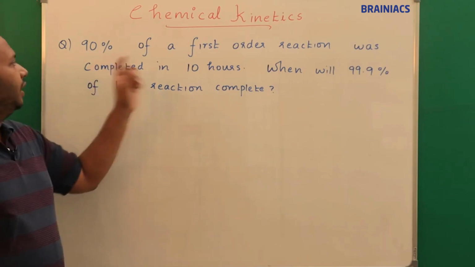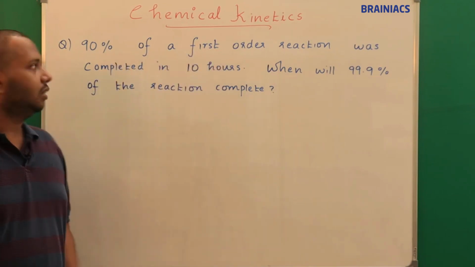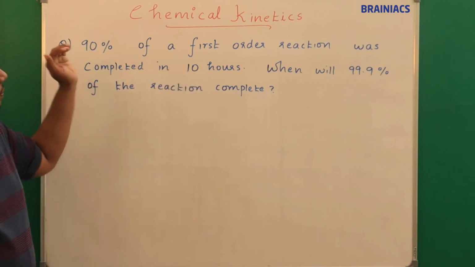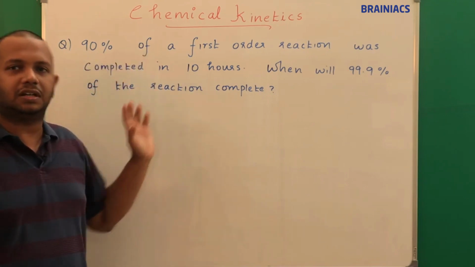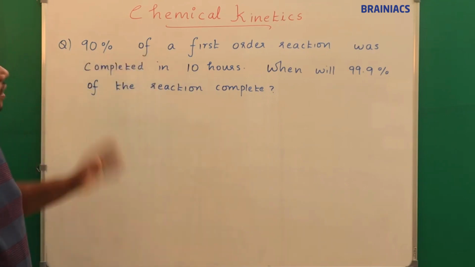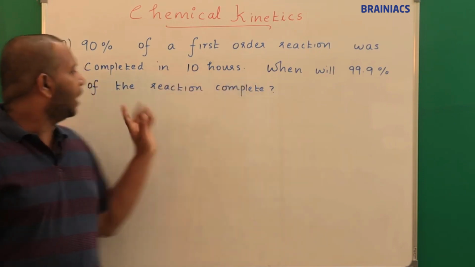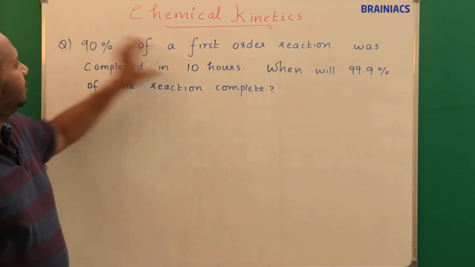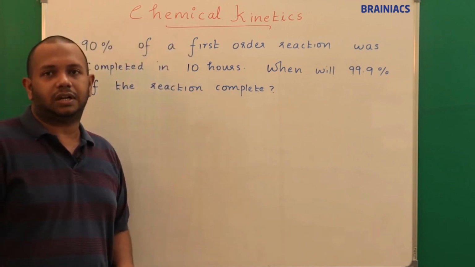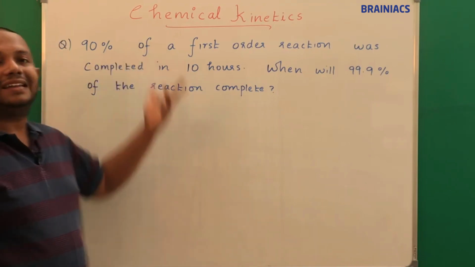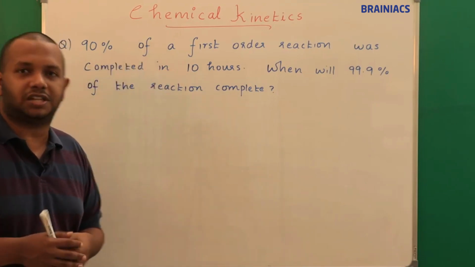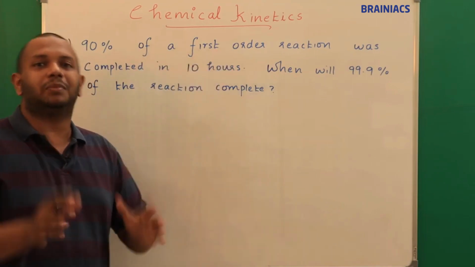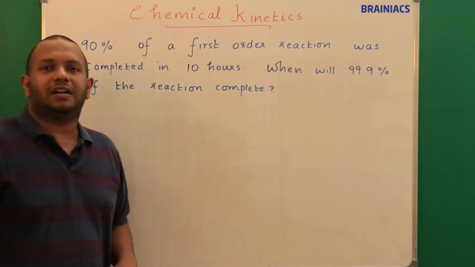90% of a first order reaction was completed in 10 hours. This is the first information given. They have mentioned it very clearly, it's a first order reaction. Now they are asking, when will the 99.9% of the same reaction get completed? So we know that 90% got completed in 10 hours, correct? Surely I can say it will be more than 10 hours, because 10 hours is minimum required for 90% of the reaction to get completed.